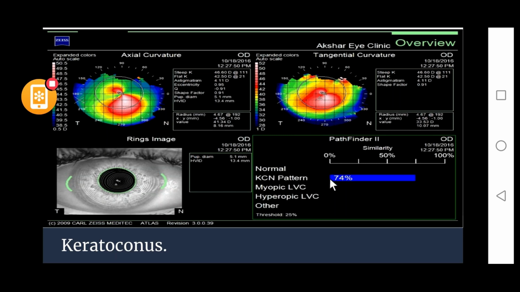I mean, definitely we know based on the keratoconus pattern on the Pathfinder 2, we can see the same thing on the tangential curvature. Right, the steepest area in the central 3 millimeter is 46.60. But if you look over here, this is matching with almost the white region, and the white region is standing for 52 diopters. Right. So a lot of signs are fulfilling the keratoconus criteria. Hence, we can say that this is a case of keratoconus. Right, let's go on to the next one.